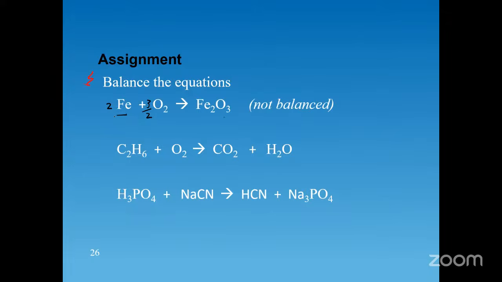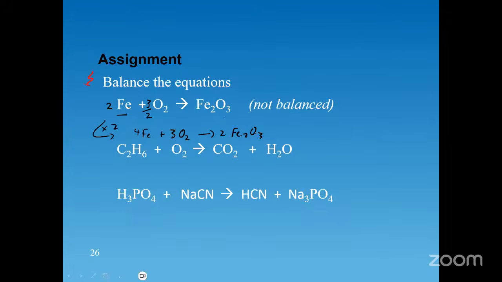However, this is not the end of the solution to the question because you need to get rid of this fraction. And the way you do that is that you multiply the entire equation right through by 2, right? So when you multiply right through by 2, you're going to end up with 4Fe plus 3O2 to give 2Fe2O3.